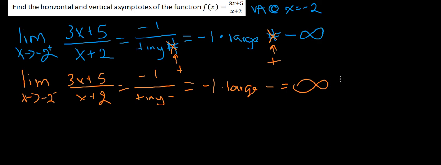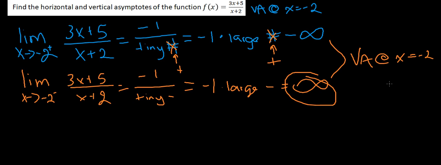So we can then conclude from these that there is a vertical asymptote at x equals -2, because vertical asymptotes occur when the limit as x approaches a certain number from one side equals positive or negative infinity. So there is a vertical asymptote at x equals -2.